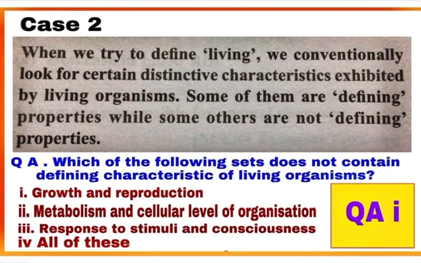Come to second question. In this paragraph, an important aspect of living organisms is mentioned, that is, defining and non-defining properties of living organisms are given in this passage. Now, answer the given questions after reading it. Question A. Which of the following sets does not contain defining characteristic of living organism? Out of the given characteristics, option 1, growth and reproduction are not defining characteristics of living organisms. So, mark 1 as a correct answer.